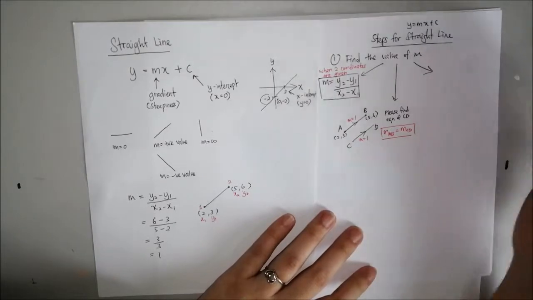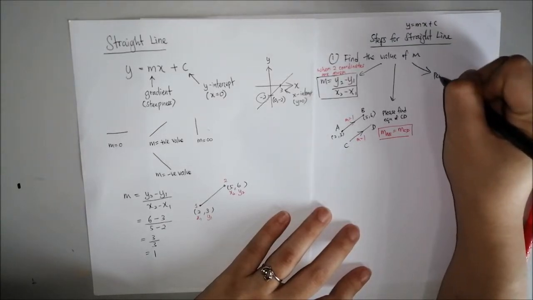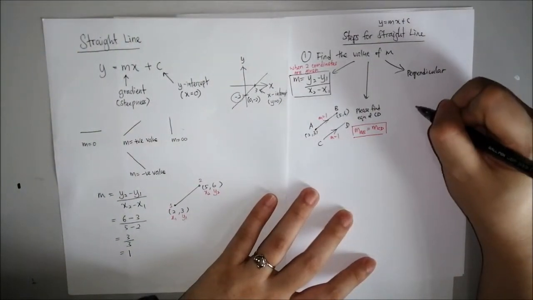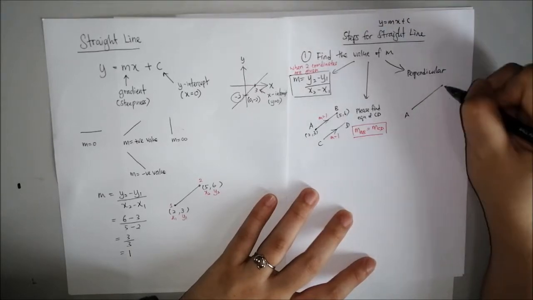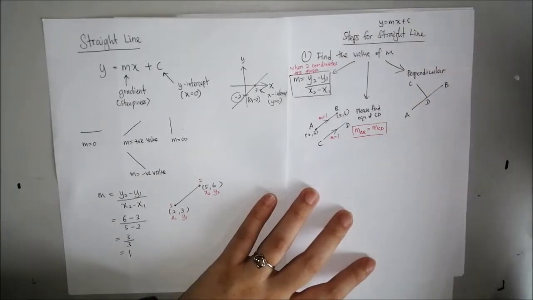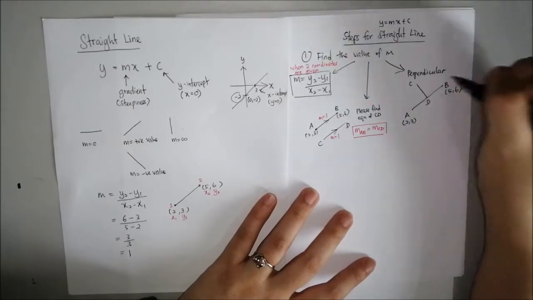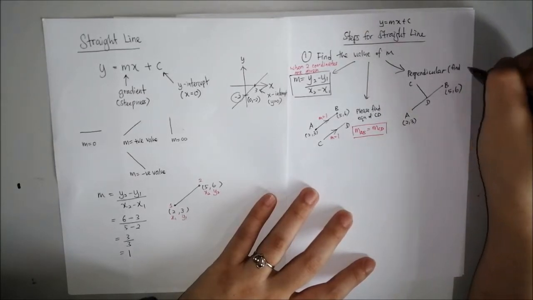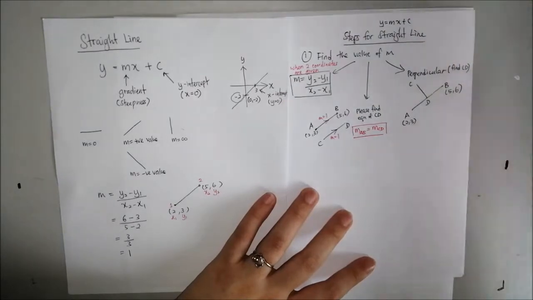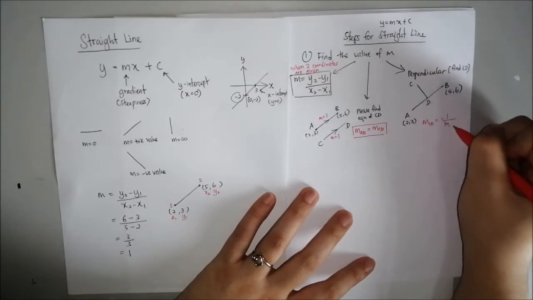Okay, another type is perpendicular. This one we call parallel. If let's say perpendicular, for perpendicular lines, for example, they give you like this. This is A and B, and this is C and D. So they give you the coordinates of A and B, but they ask you to find CD. So what to do here? The formula is that MCD is equal to negative 1 over MAB.